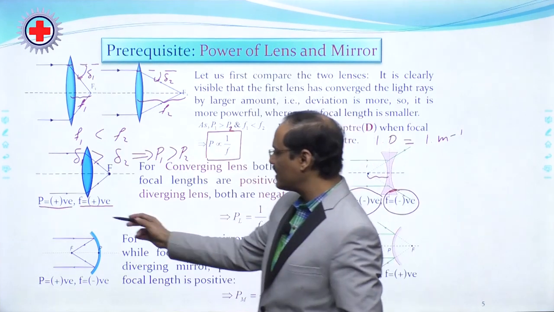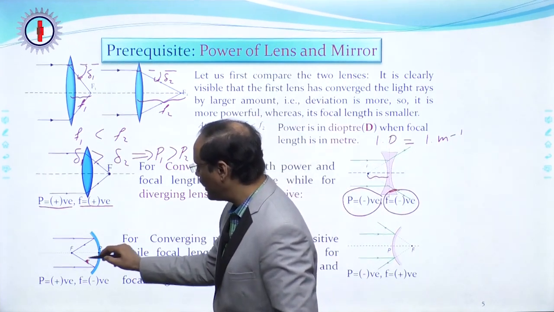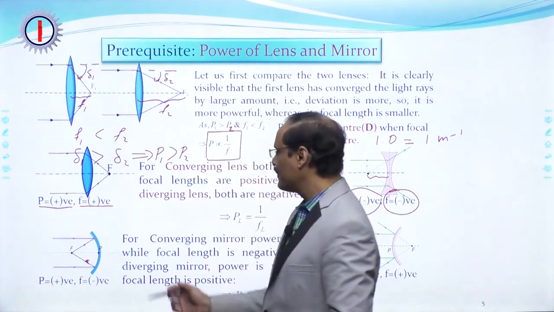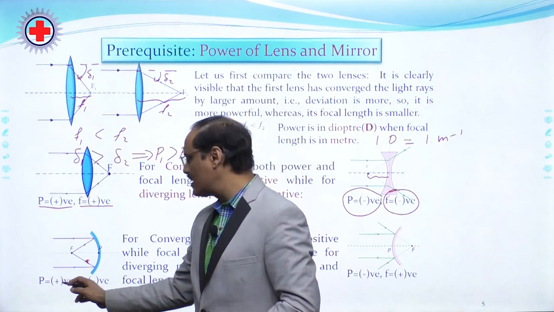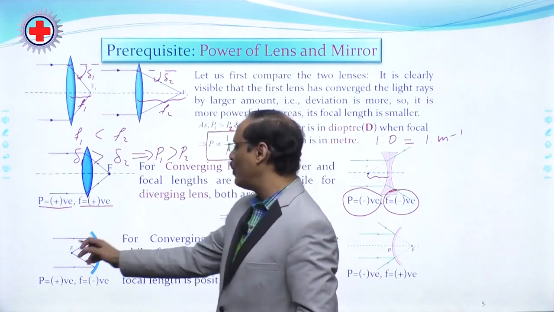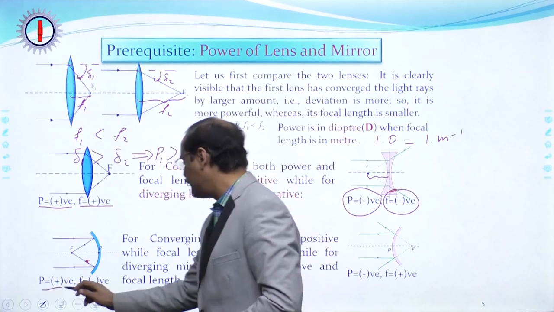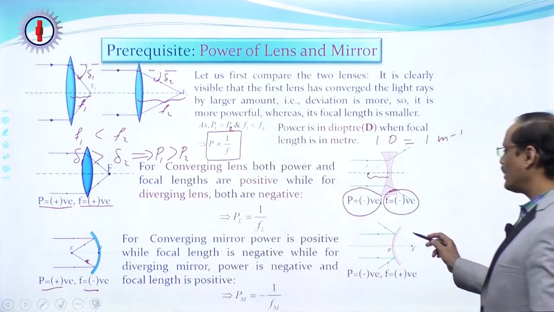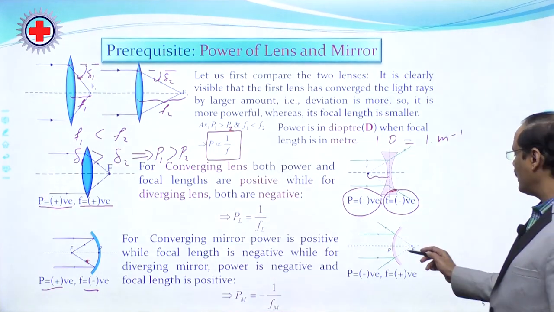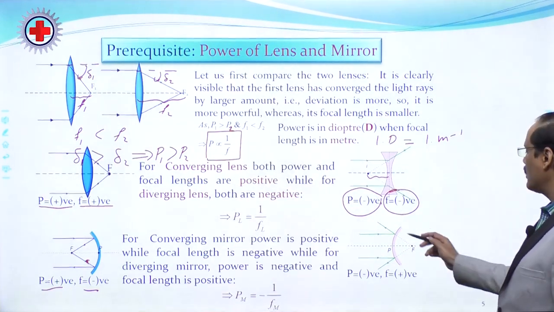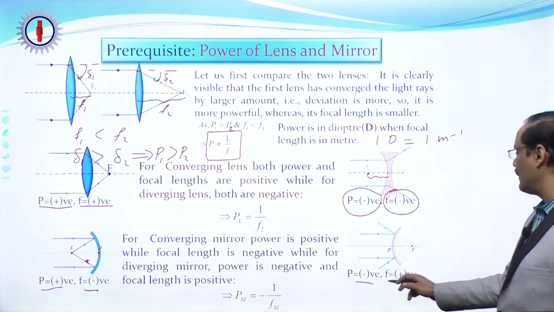You could see a converging mirror where parallel beams of light are coming and getting converged at the focus. So, a converging mirror, a concave mirror, has positive power, but its focal length is negative. So, power and focal length have opposite signs. Now, if you think of the diverging mirror or convex mirror, light rays are getting diverged. So, power is negative, whereas its focal length is positive.